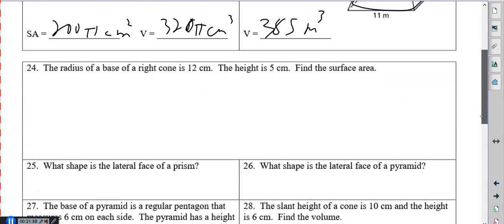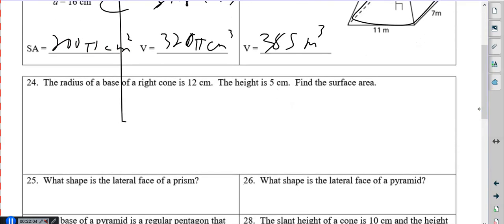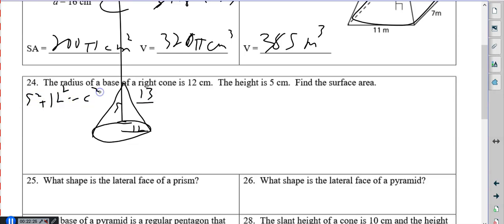The radius of a base of a right cone is 12. It says the height is 5. So we need to find the slant height. Again, it's a Pythagorean triple, 5, 12, 13. Or you could do 5 squared plus 12 squared equals c squared. And you will get 13 for the slant height.